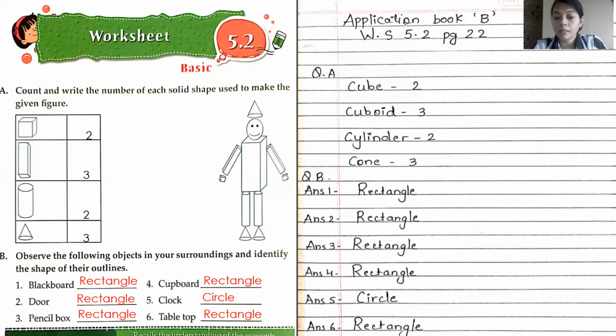Then come answer second. Write outside the margin ANS, then number 2. Then from inside the margin, start writing the answer, and that is rectangle. Door is rectangular in shape. So you are going to write the spelling of rectangle.